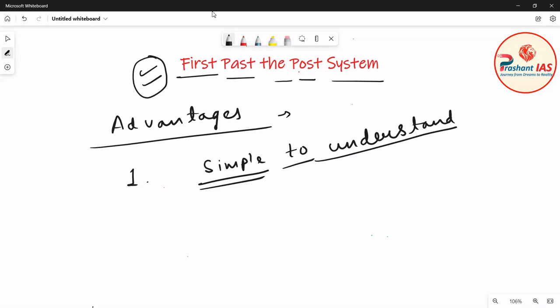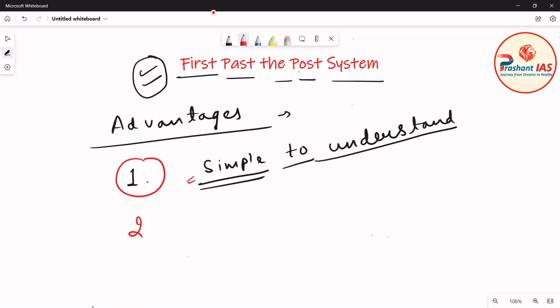We know that there is a huge population in India which is not literate and not educated. If you go to that population and explain the proportional representation system or list system or two ballot system, these systems are very, very complex. In the next class, when I explain the proportional representation system, you will understand how difficult it is. It is not a cup of tea for a layman or an illiterate or uneducated man. So the first advantage is the simplicity of the system.